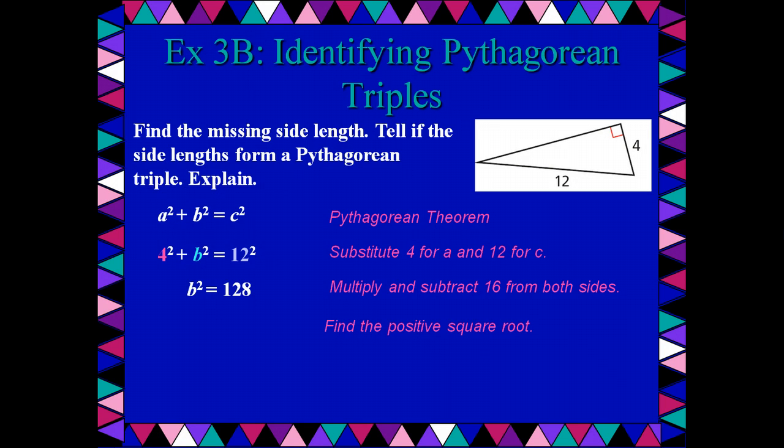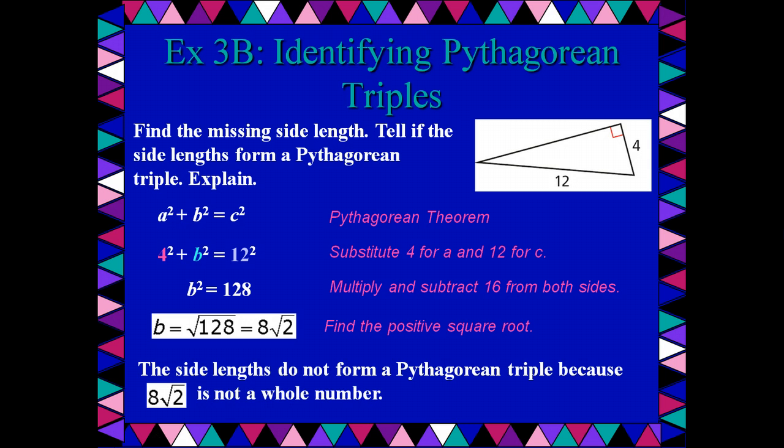Multiply and subtract 16 from both sides, and we get b squared equals 128. Find the positive square root. b equals the square root of 128, which is 8 square roots of 2. The side lengths do not form a Pythagorean triple because 8 square roots of 2 is not a whole number.